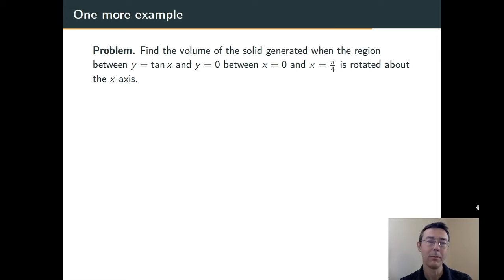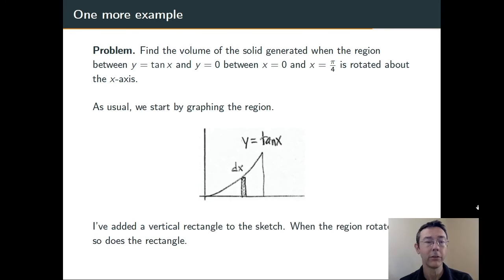Let's do one more example. Find the volume of the solid generated when the region between y equals tangent x and y equals 0, between x equals 0 and x equals pi over 4 is rotated about the x-axis. So you really should start by sketching that region, like so. I've graphed y equals tangent x, I've graphed y equals 0, x equals 0, and x equals pi over 4 to get a feel for the region that is being described here.